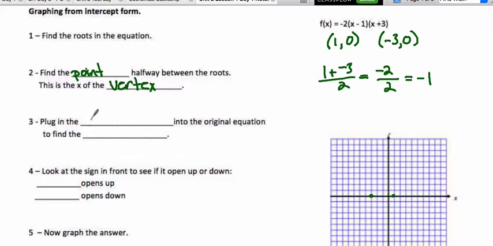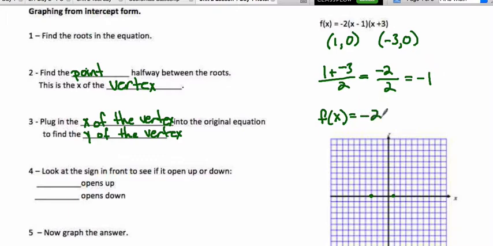All right, so plug in the x of the vertex into the original equation to find the y of the vertex. Okay, so we are going to go ahead and plug this in everywhere there's an x, so negative 2, make a home for the x. There we go, plug in negative 1. I should have actually made this negative 1 here. So negative 1 here, negative 1 here.